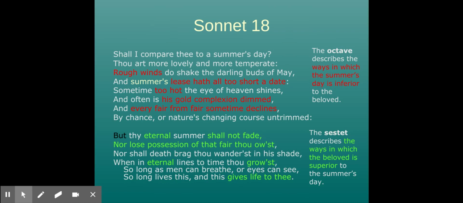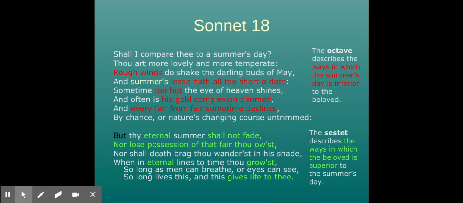So he also uses a metaphor here. "Thy eternal summer shall not fade, nor lose possession of the fair thou owest." So you're always going to look your best. Death is not going to rob you. And we've got death personified here. "Nor shall death brag thou wanderest in his shade." Death's not going to brag that you are his captive. "When in eternal lines to time thou growest."